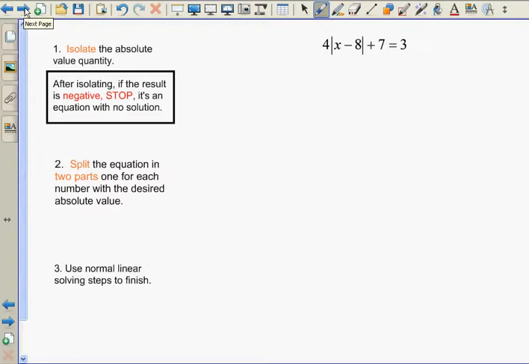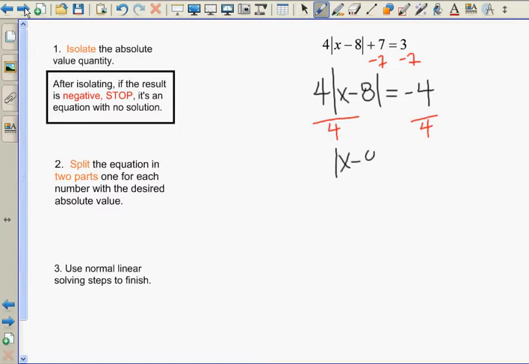Same steps out there on the left. Our goal is to isolate the absolute value, meaning the 7 needs to go and the 4 needs to go. So let's take care of that first. Subtract the 7 away. That will result in, we'll still have the 4 and the absolute value quantity. Then we need to get the 4 to go away, so divide by the 4. That leaves us with just the absolute value quantity, and -4 divided by 4 is -1.